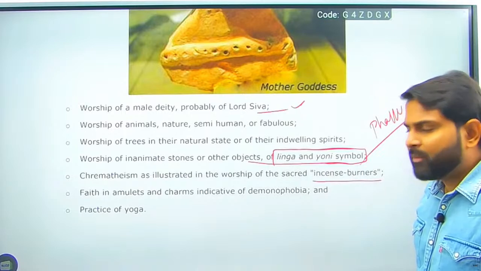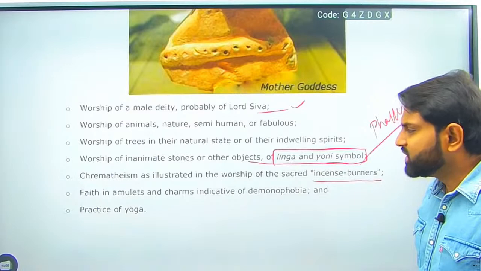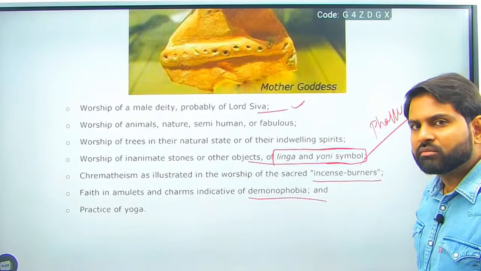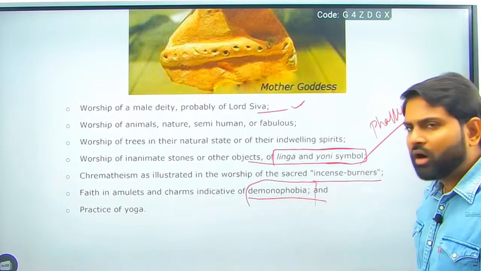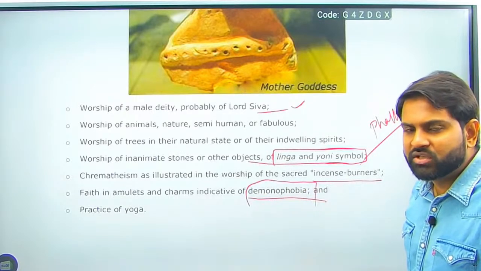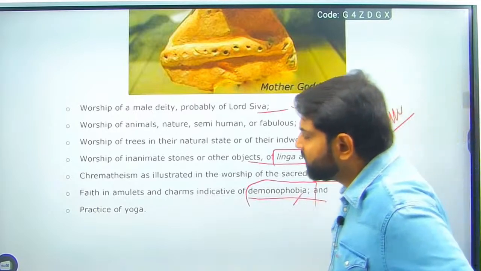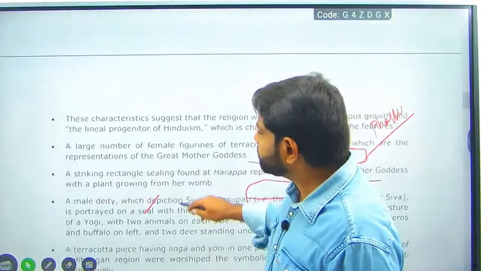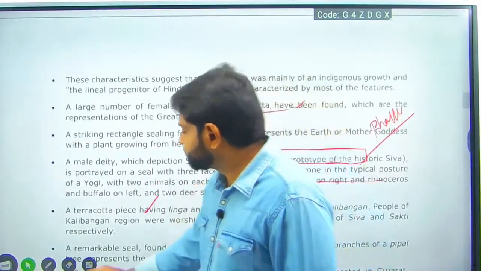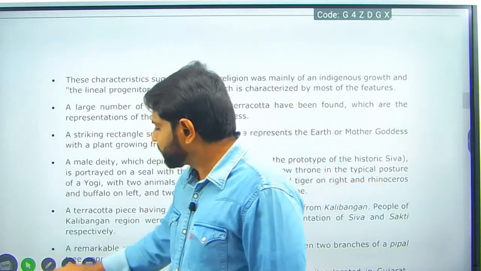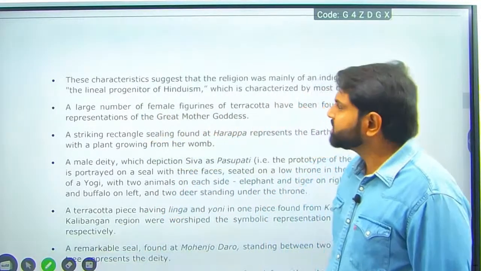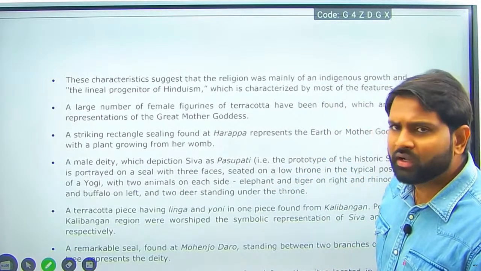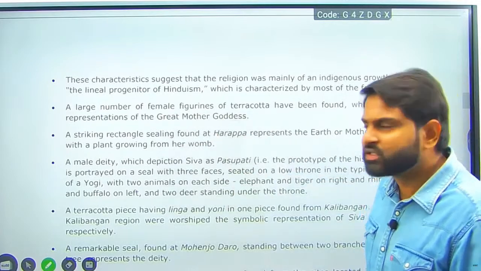Faith in amulets, charms, belief in spells, and demonophobia. So God and devil, the existence of devil, evil spirits, they believed in. Practice of yoga. These characteristics suggest that the religion was mainly an indigenous growth and the lineal progenitor of Hinduism. So these are the elements of Hinduism also, right?